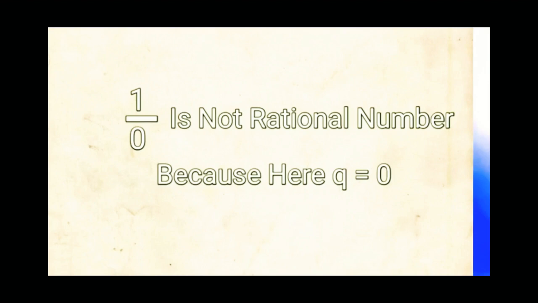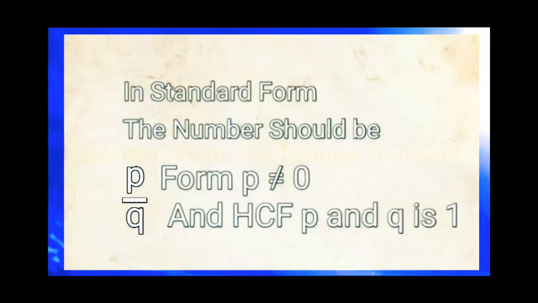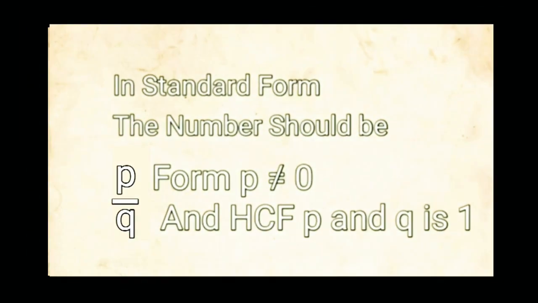And if we go further, then the standard form of a rational number. What is the standard form? The standard or simplest form of a rational number is the number in the form of p upon q, where q is not equal to 0. One more thing in that, the HCF of p and q should be 1. The common factor between p and q should be 1. Then the particular number will be in the simplest form.